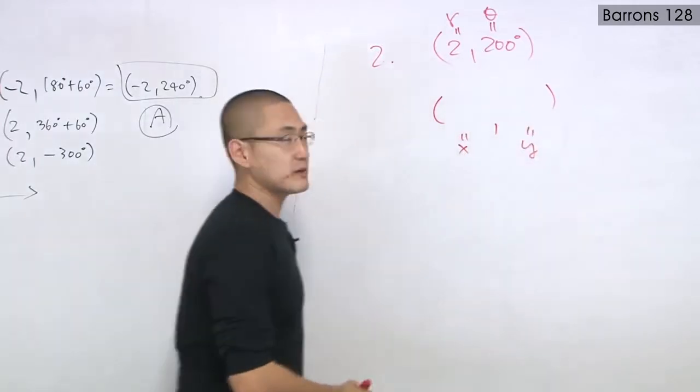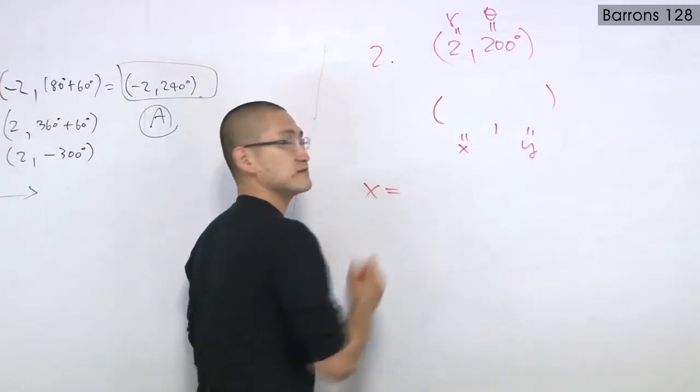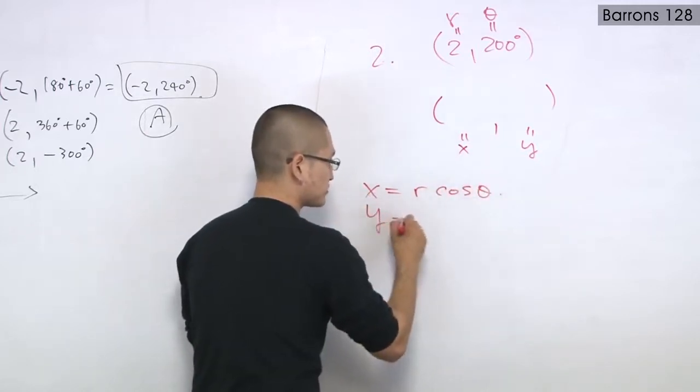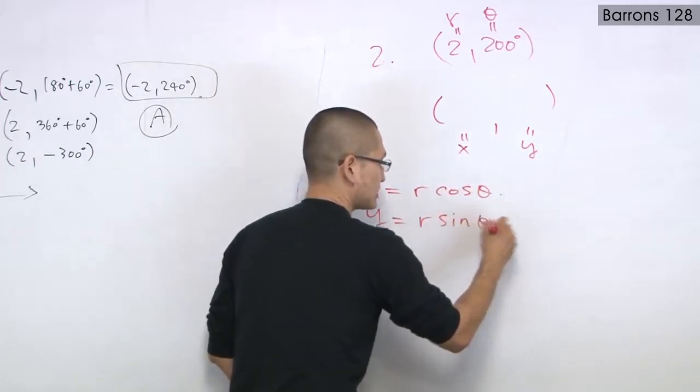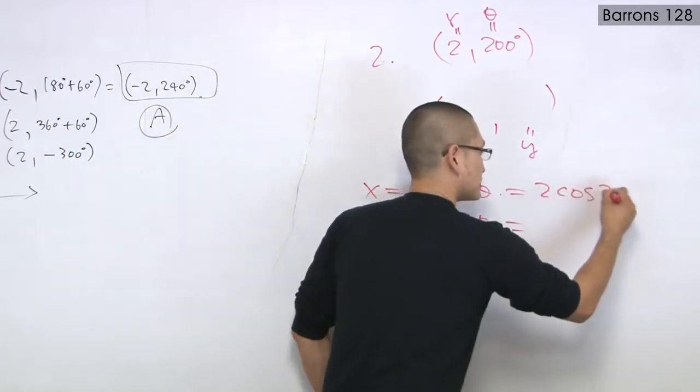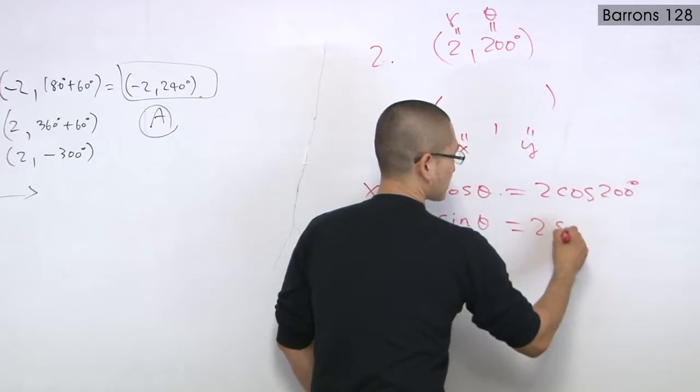Well, we just need to remember that x in terms of r and theta is r cosine theta, and y is equal to r sine theta. That's all that is. So we can just fill it in. R is 2, theta is 200. And here comes your calculator.